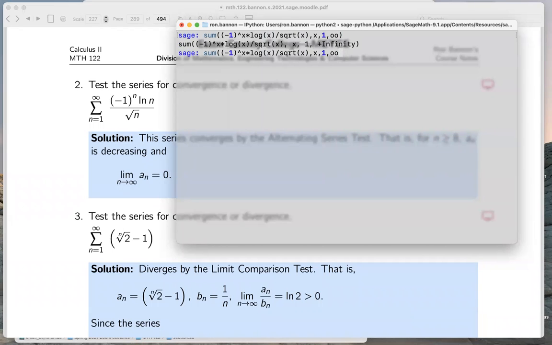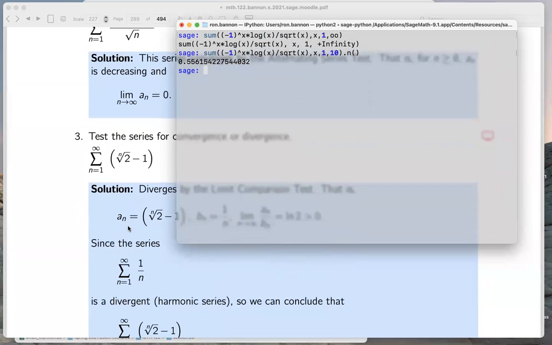Right? Let's put this down over here. And let's put down 10 instead. And then I'll approximate it. And you get that number over there. You get the idea. I can approximate these. Let's try this one. All right.